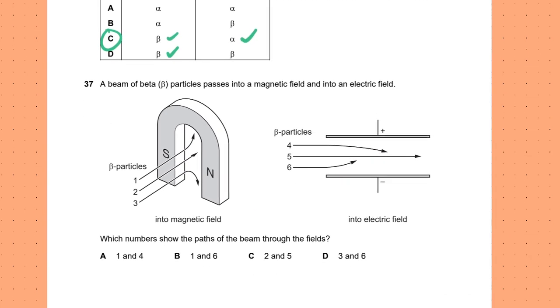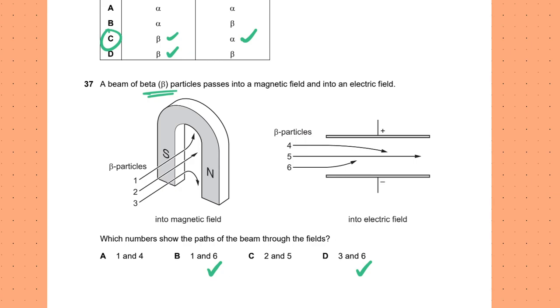37. A beam of beta particles passes into a magnetic field and into an electric field. Which number shows the path of the beam through the field? So we basically have to identify what the beta particles are, right? If I look at the electric field first, because that's easier, beta particles are negatively charged. They're really electrons traveling at high speeds. So it must be going towards the positive plate. So it has to be 6. So either B or D.